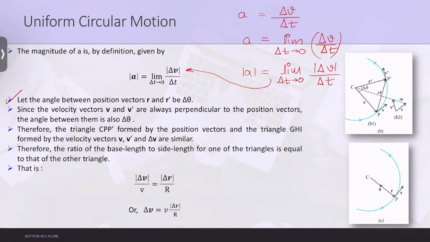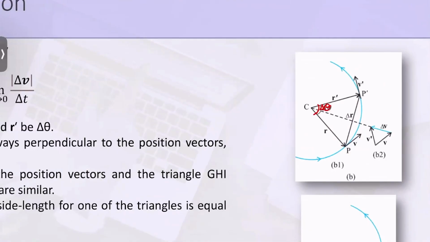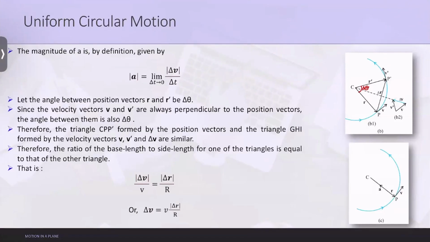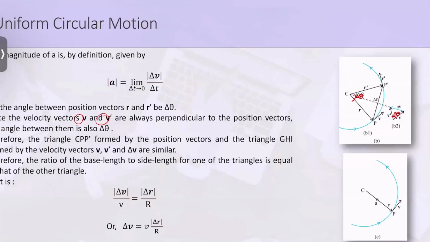So let the angle between the position vectors R and R dash be delta theta. Let us suppose this is the angle delta theta, as explained here. Okay. Now since the velocity vectors V and V dash are always perpendicular to the position vectors, that means the angle between them will also be delta theta. That means we can understand this angle to be also equal to delta theta. Okay.